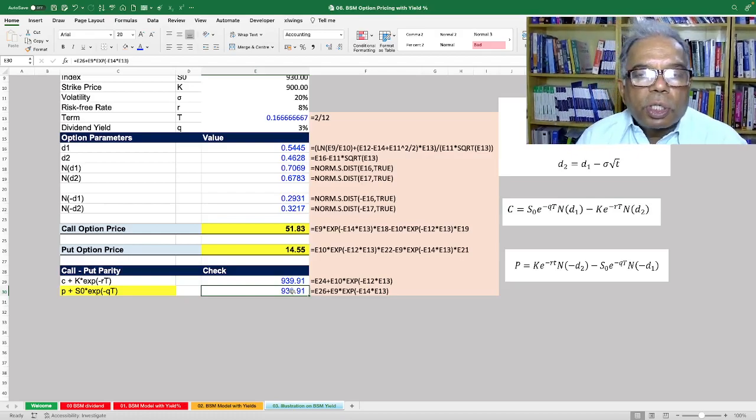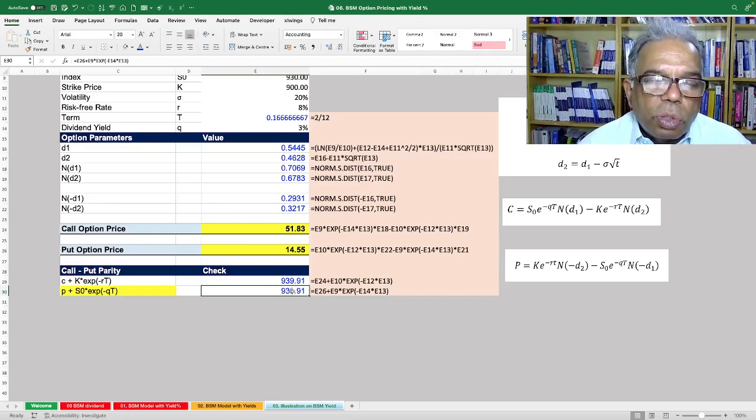In the next video session, we will look into the binomial model as well as the Black-Scholes option pricing model, and how to calculate currency call options. Then we'll also look into commodity pricing, and subsequently go into implied volatility and other areas related to the Black-Scholes option pricing model. Thank you very much.